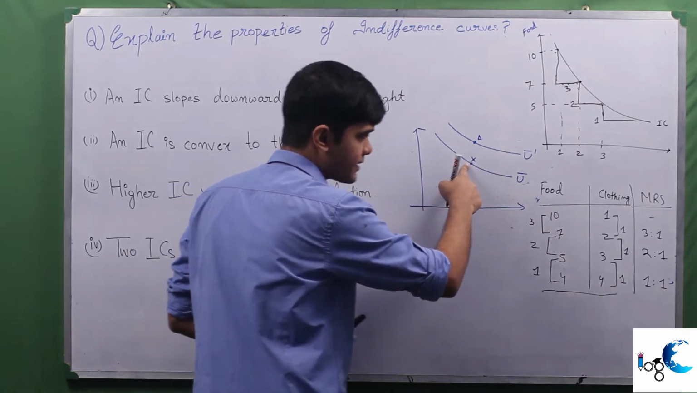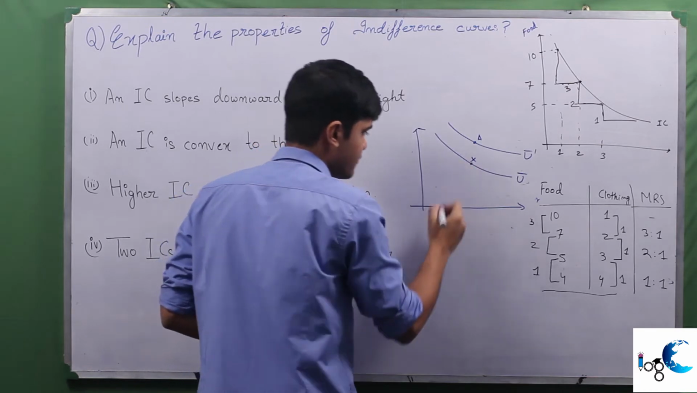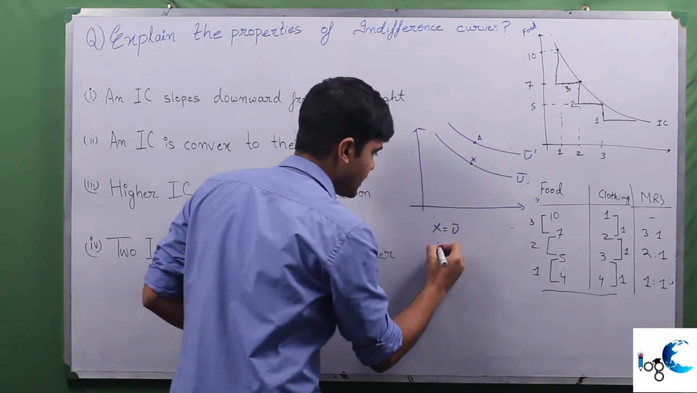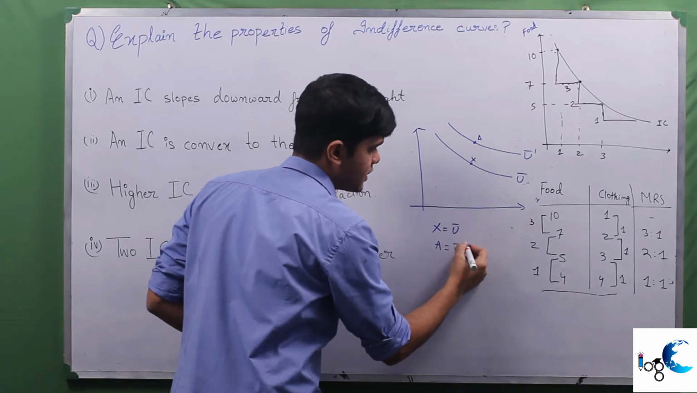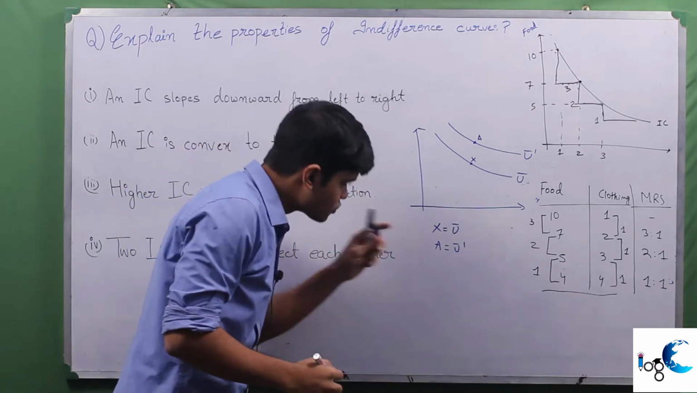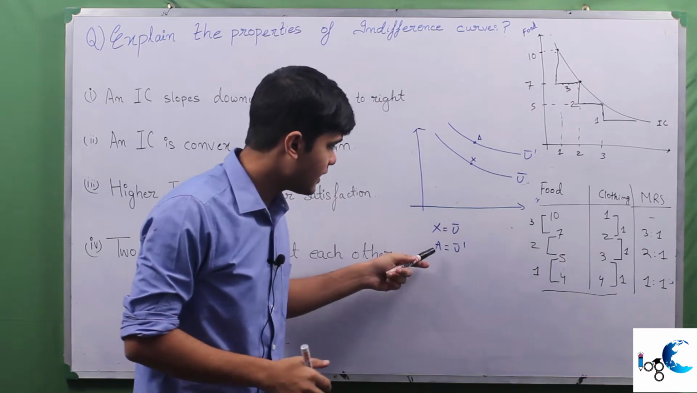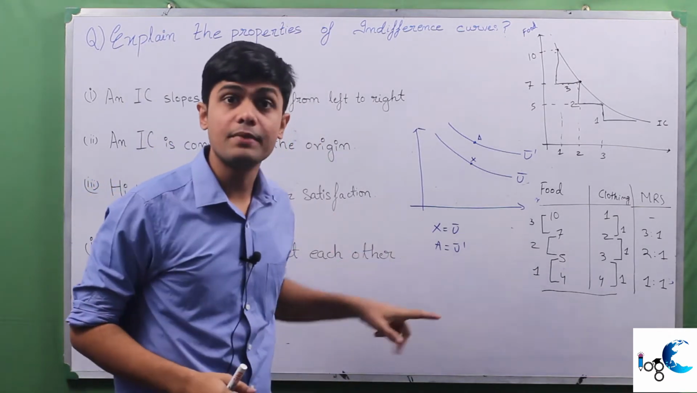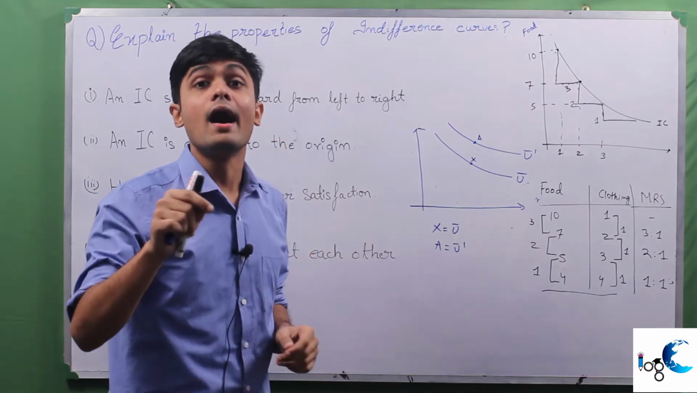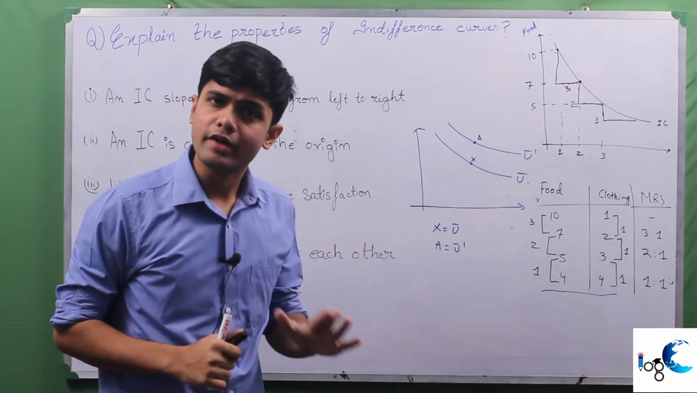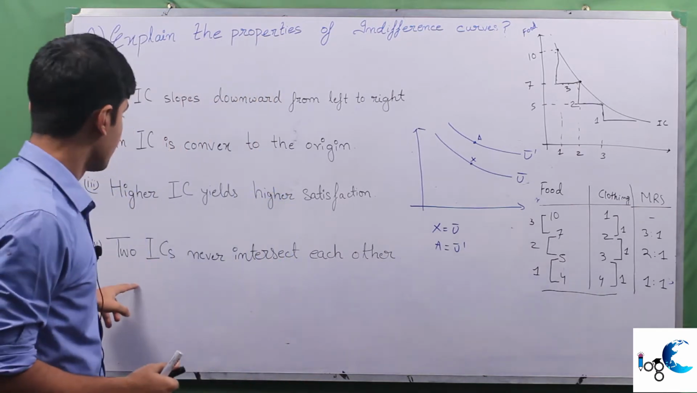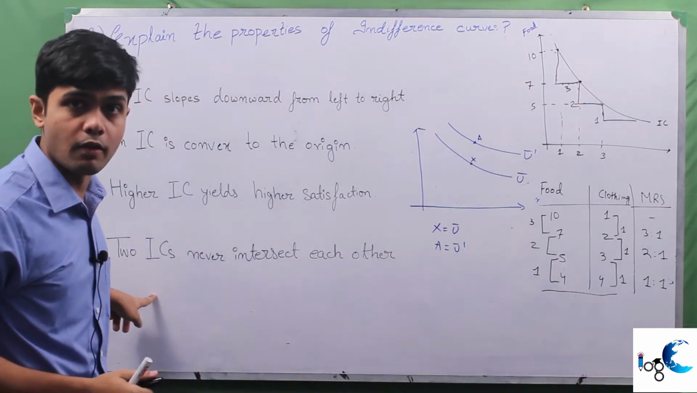So point X or combination X gives you a satisfaction level u bar, fine, and point A or combination A gives you a satisfaction level u bar 1. So we can say that combination A is more preferable than combination X because combination A gives you a higher level of satisfaction. Fine. This much understanding is very required in order to properly understand this fourth property.